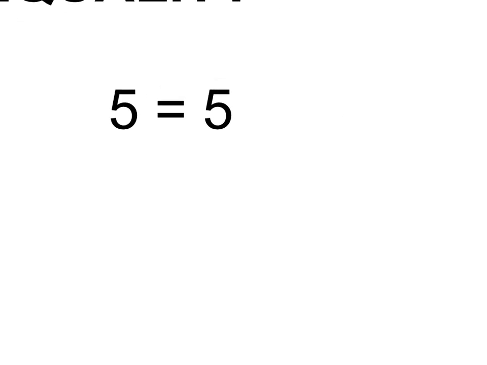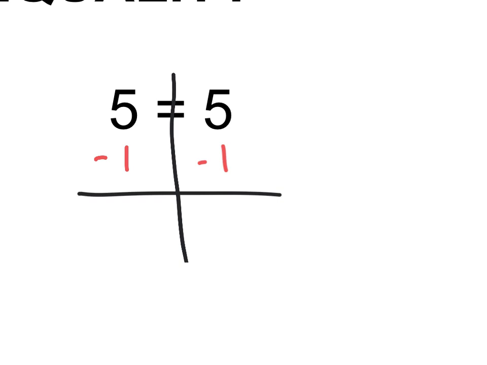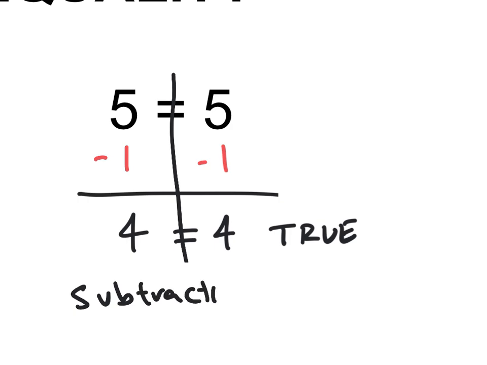Now, if I've got 5 equals 5 here, if I were to subtract 1 from the left side of my equation, what would I have to do to keep it balanced over here? The answer to that question is I would have to subtract 1 from both sides, so to the right side as well. So 5 minus 1 gives me 4. 5 minus 1 also gives me 4, and that results in a true statement. All right, so that is called the subtraction property of equality, okay? Now let's look at the next one.